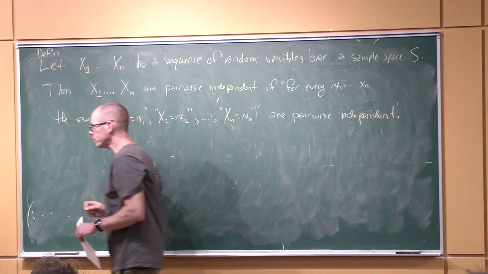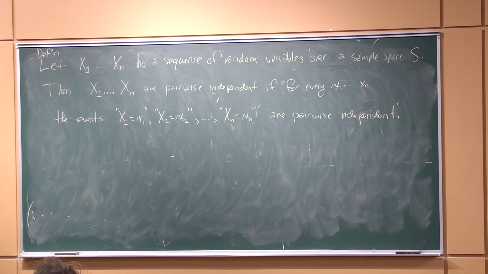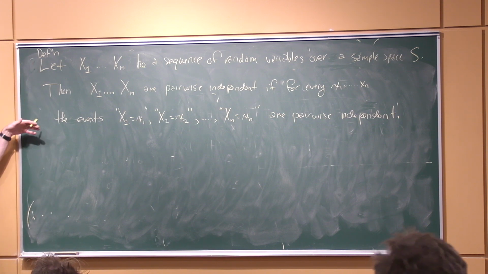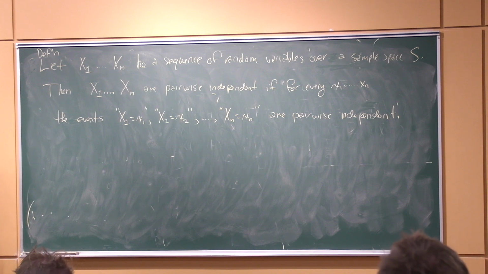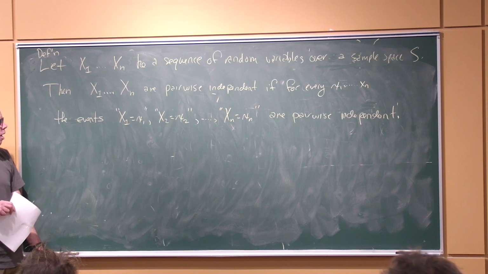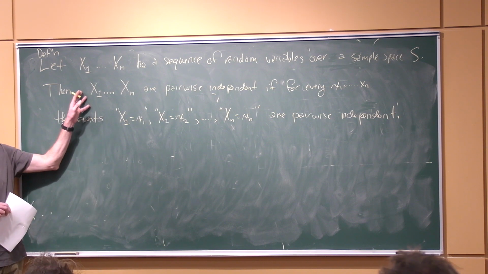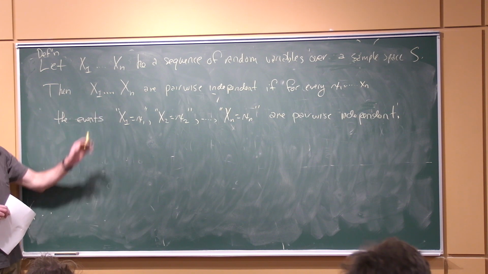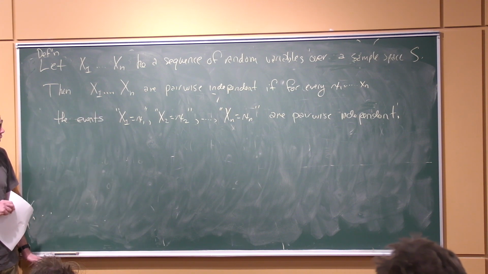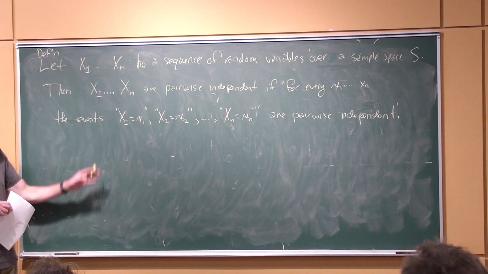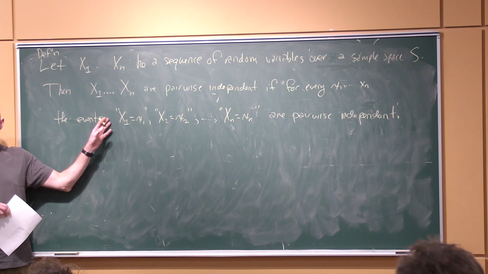Okay. So again, the only difference between this definition of pairwise independence for random variables and the definition for sequences of events is this extra layer that we have to do, where we have to basically define all the possible events we could define with X1, all the possible events we could define with X2, all the possible events we could define with X3, and so on, and check that those things are pairwise independent.